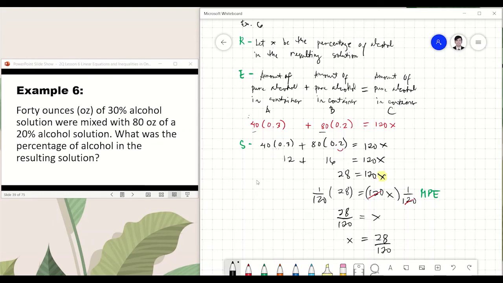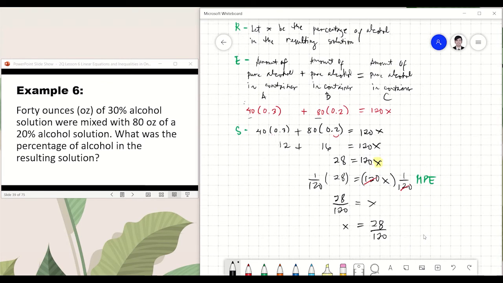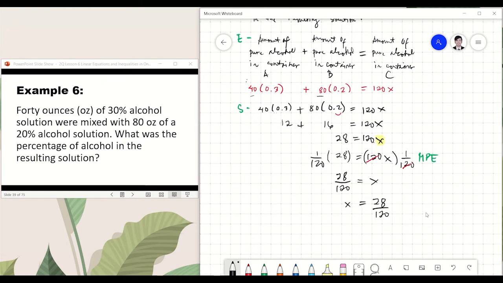Itong 28 over 120, we can still simplify this because they're both divisible by 4. So, kung divisible sila by 4, pwede natin silang i-divide by 4, yung numerator at saka yung denominator. So, magiging x is equal to 7 over 30.